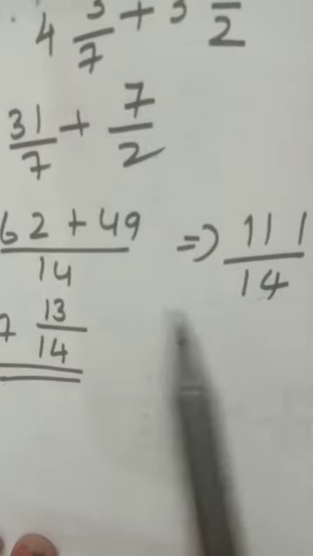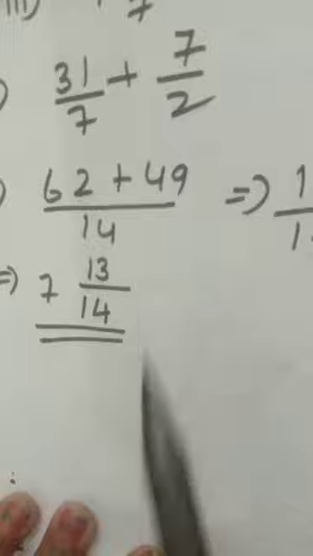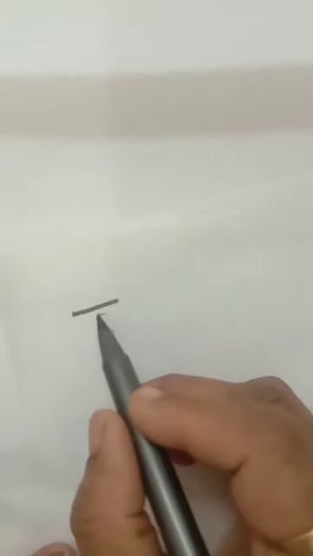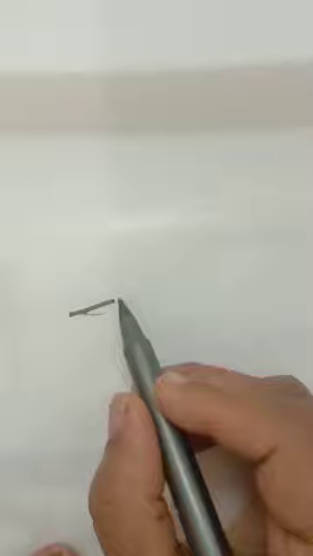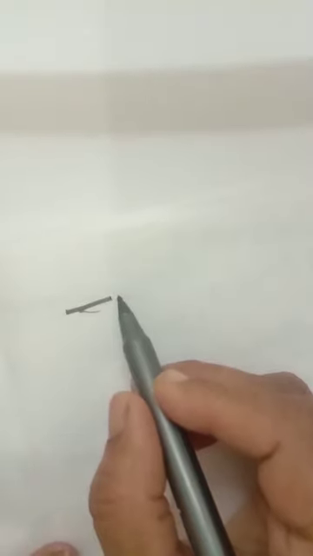So before starting simplification, you have to identify the brackets. Which bracket you have to do first? Types of brackets: one is the bar bracket. This is called a bar bracket. Second is called a parenthesis.